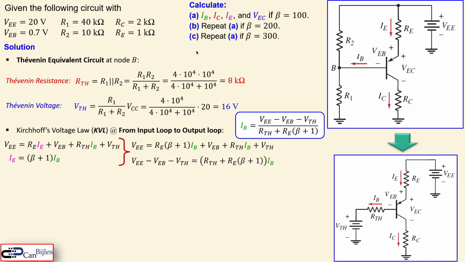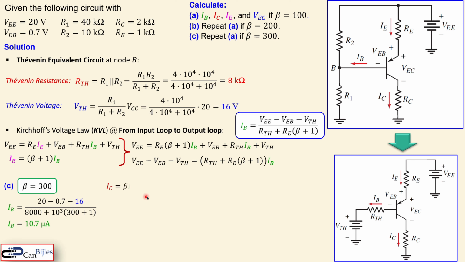Okay, that's done. Now the final one, which is for beta as 300. Moving on, 300. Again, the same formula for IB. We have here now the beta, that's just the change, 300. Then we get, if you do the calculation, 10.7 microamps. For the collector current, you use the exact same formula, assuming linear region of operation. Now you will get 300 times that 10.7 microamps, you will get 3.20 milliamps. And for the emitter current, you get in a similar format 3.22 milliamps.